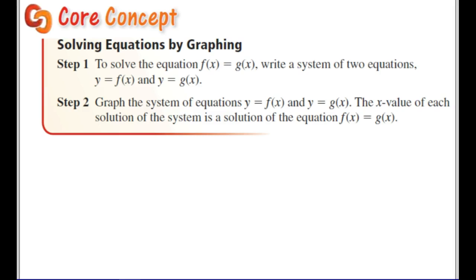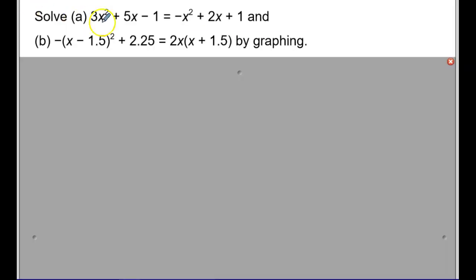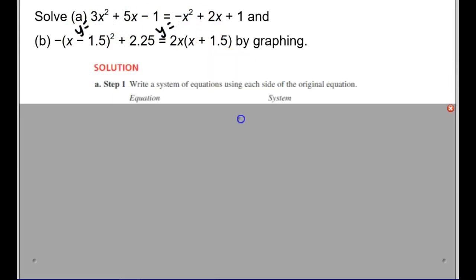Okay. So sometimes we're going to be given one very long equation, and I can use that to graph as well. So let's take a look at what this actually looks like. So here we go. Solve for part A here. 3x squared plus 5x minus 1 equals x squared plus 2x plus 1. That seems like two very long things, so I want to solve this by graphing. To do that, I can set each piece equal to y. So I can have y equals this and y equals this. Well, now that's just a system, and I can graph that.